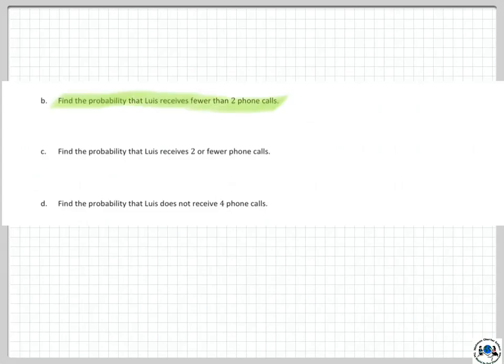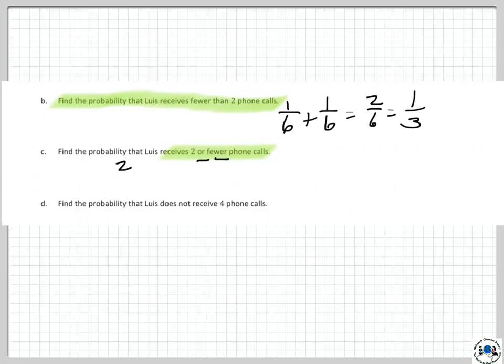Okay, so B, find the probability that Luis receives fewer than 2 phone calls. And that would have been 1/6 plus 1/6 equals 2/6, which equals 1/3. Some of you may have shortcutted that right to the end and right to the 1/3 right away. And I sure do hope that is the case for most, if not all of you. All right, next was find the probability that Luis receives 2 or fewer phone calls.